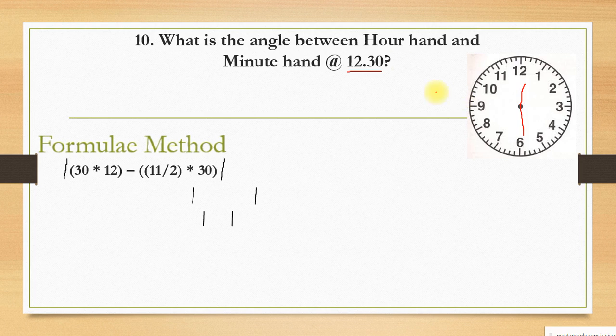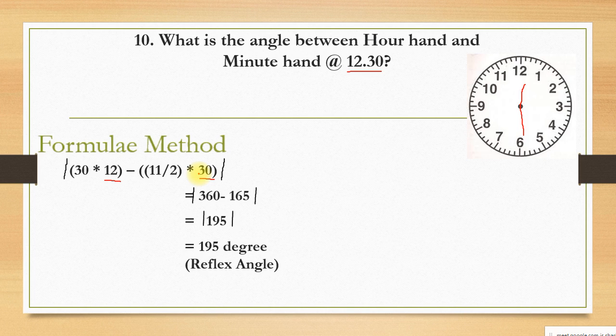You can see that we know it is 12:30, so the hour is 12 and the minute is 30. The formula is 30 multiplied by h minus 11 divided by 2 multiplied by m. So 30 times 12 minus 11 divided by 2 times 30, the value would be 360 minus 165, which is around 195.